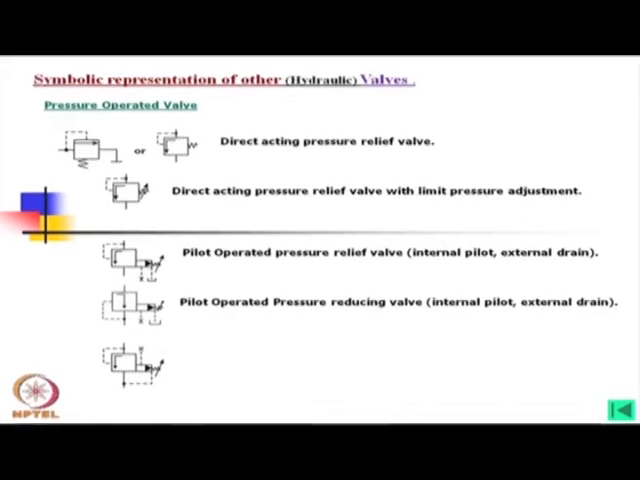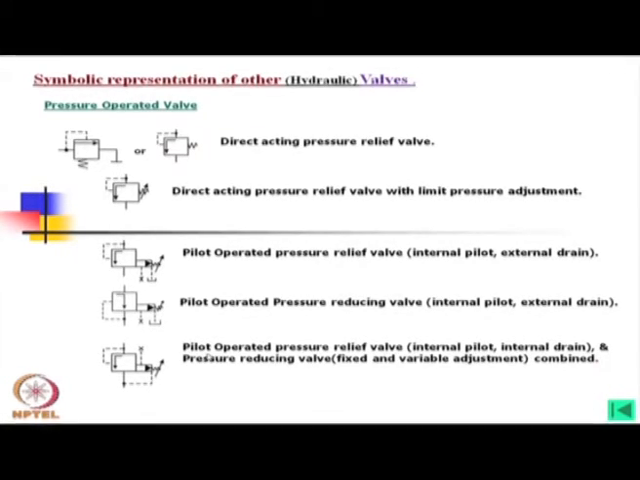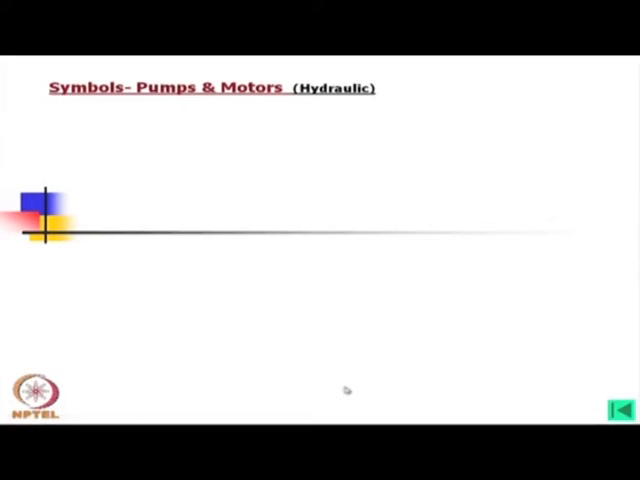Now, looking into this valve, what might be the possible name of this one? This is a pilot operated pressure relief valve, internal pilot, internal drain in this case, and a pressure reducing valve as well, fixed and variable adjustment. These are combined valves. There is a valve where we can regulate the pressure, we can reduce the pressure, and it can be used as a relief valve as well as a pressure reducing valve. Now, symbols for pumps and motors.